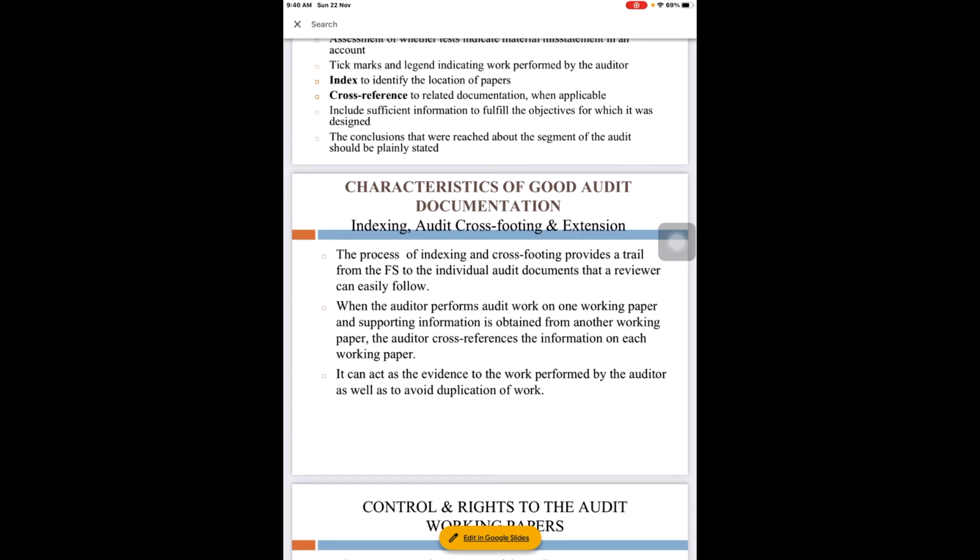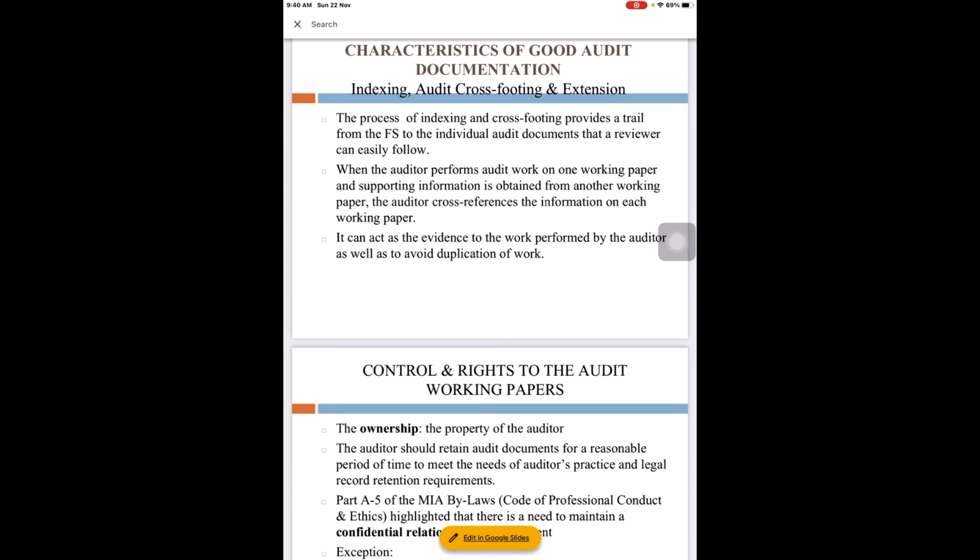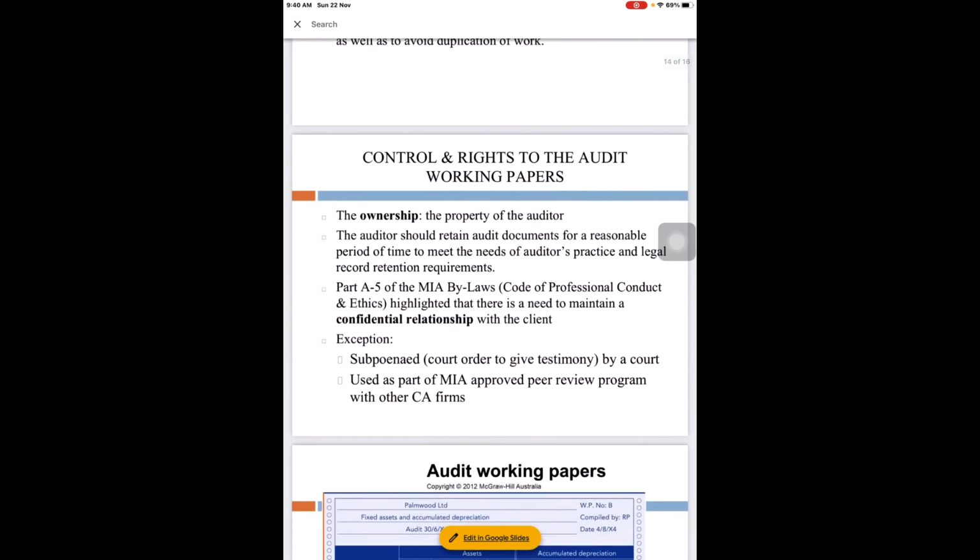For example, as I mentioned earlier, they decided to purchase a piece of land. Whether the purchase of the piece of land is agreed or discussed, or the resolution is derived in a meeting, for example the board of directors meeting, it should be in the current file. And if the information is needed for more than one audit period, it should be in the permanent file. If they have both, we have to show the cross-reference. It can act as evidence of work performed by the auditor, as well as avoid duplication of work.